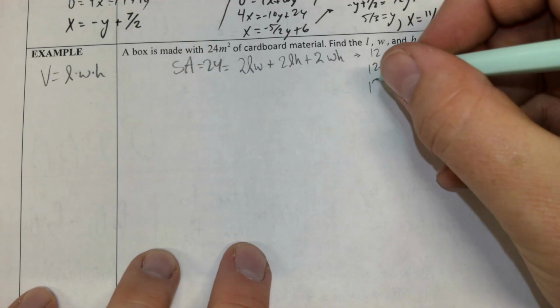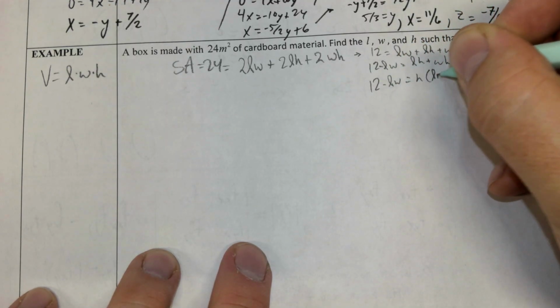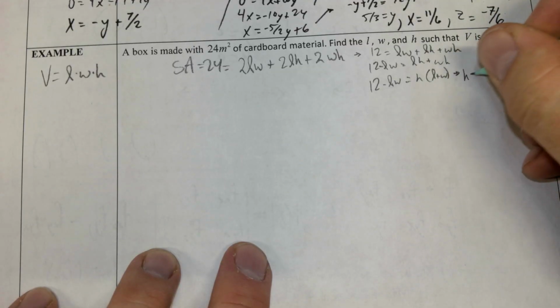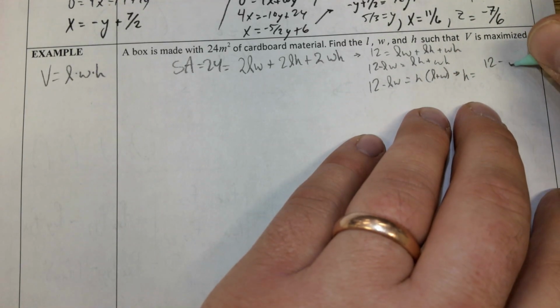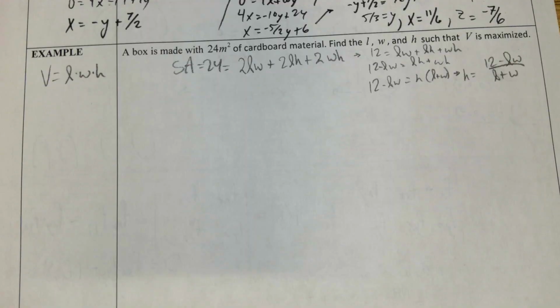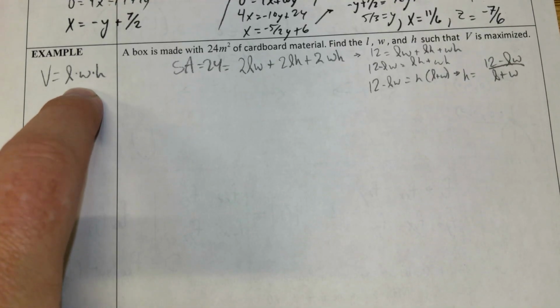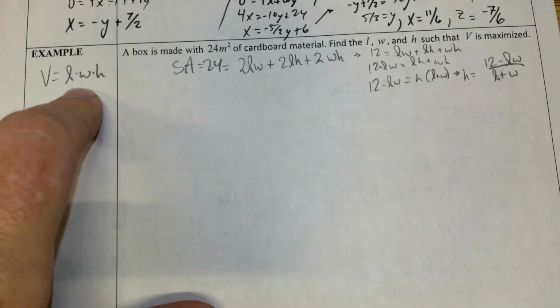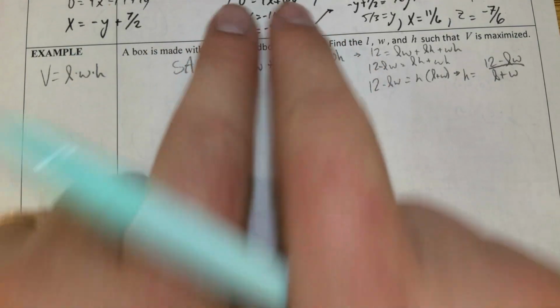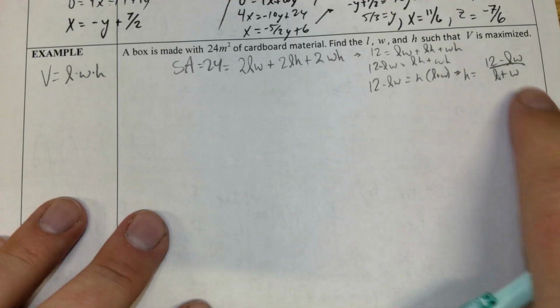Factor out the h. And divide it over. This is shaping up to be a doozy, can you tell? So now I'm going to plug this in over to my volume, because now volume will be a function of just length and width, and I'll be able to min-max it the same way I've min-maxed all the other stuff. Let's have some fun here, folks.